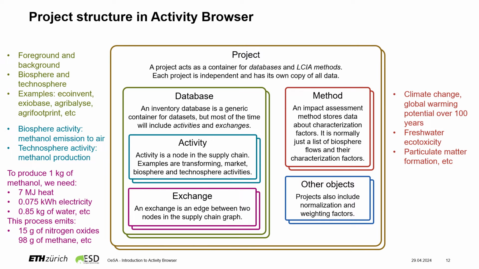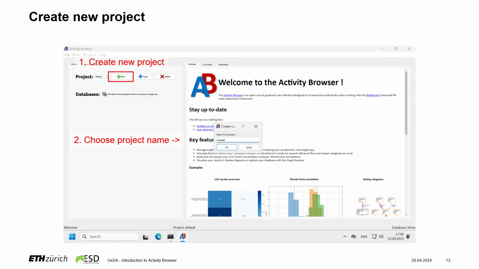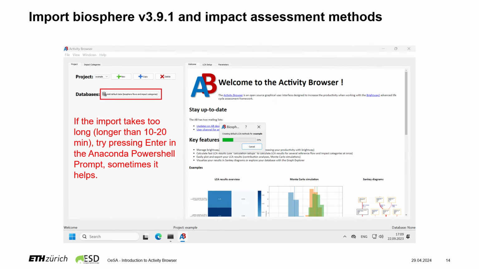So let's create our first project in the activity browser. For that, you need to press New in the activity browser and name your project in some way. Always when we start, what we do first is we add biosphere activities and impact assessment methods. This is basically this button, add default data, and it's biosphere and LCA methods. So just go ahead, press it.